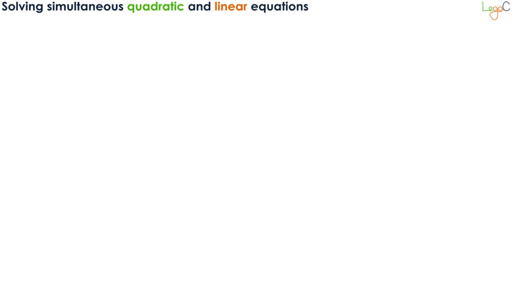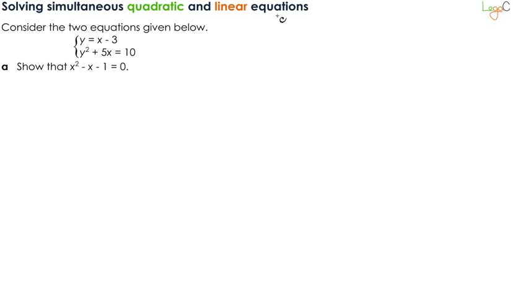In this video we are going to look at an exam style question that requires simultaneous quadratic and linear equations. Well, let's look at the question. We have a linear equation y equals x minus 3 and a quadratic equation y squared plus 5x equals 10. The question says, show that x squared minus x minus 1 equals 0.